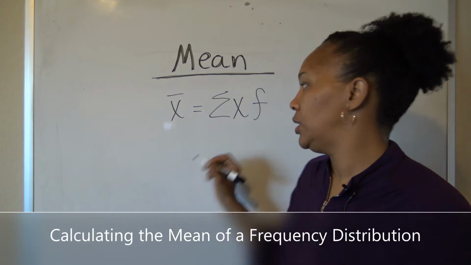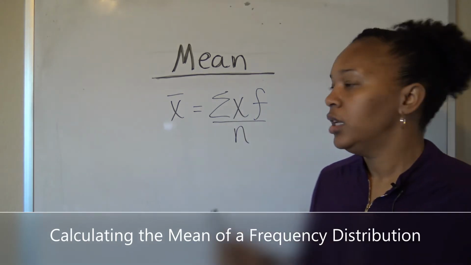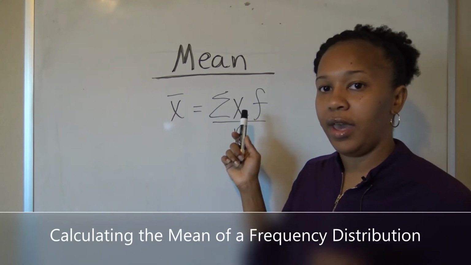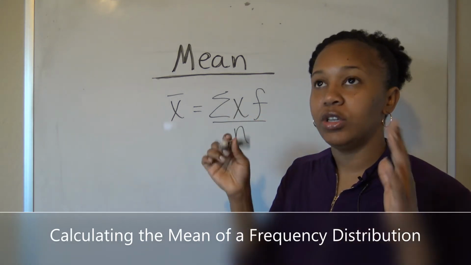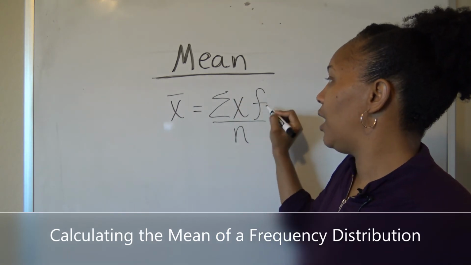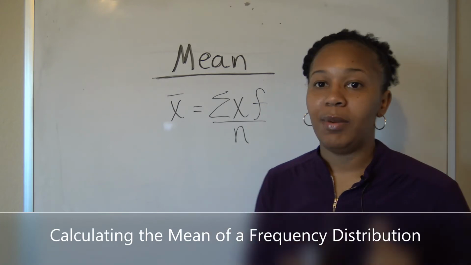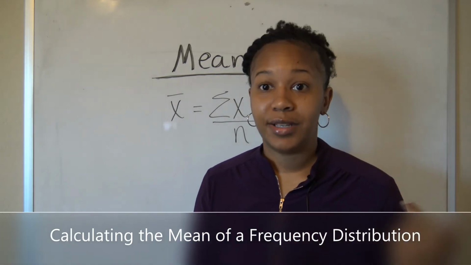F is the frequency, divided by N, which is the number of data points, okay? So the only thing that's different is you're still going to take a sum of things, but this time you're going to take the sum of X times F. So that means the data point times its frequency, and then you're going to divide it by how many numbers there are. So let's look at an example of that.